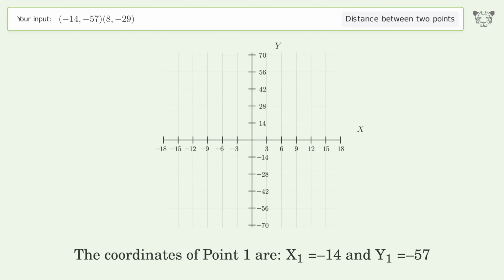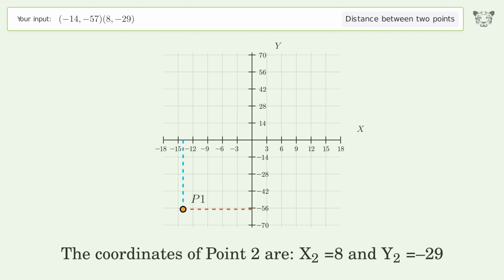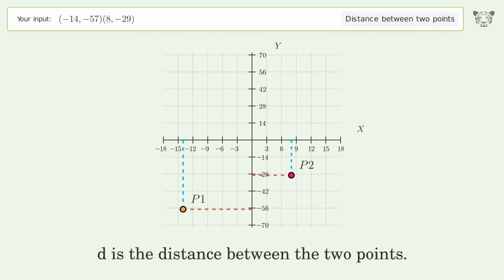The coordinates of point 1 are, x1 equals -14 and y1 equals -57. The coordinates of point 2 are, x2 equals 8 and y2 equals -29. D is the distance between the 2 points.